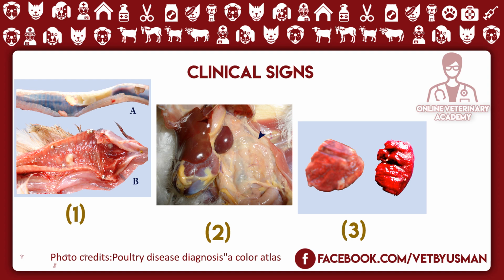Photo 1 shows the acute mucoid and exudative nature of the trachea. Photo 2 shows cloudy air sacs. In the third photo there are congested lungs.